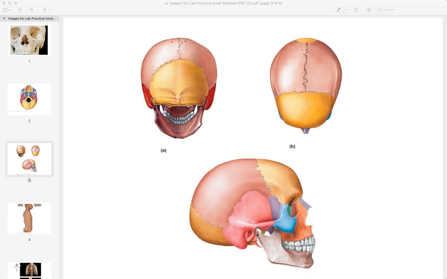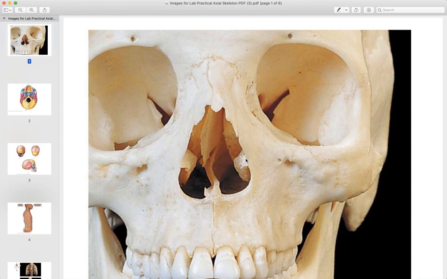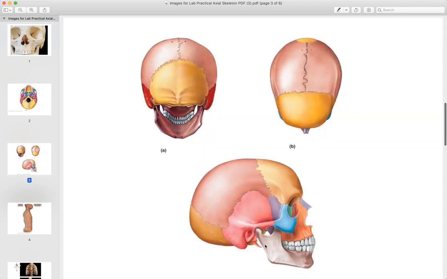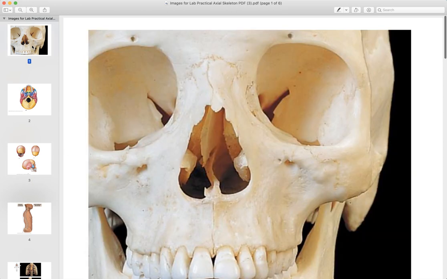Okay, moving on to the facial bones. I'll start on this image. So the first one on the list is the mandible, which is here. That can also be seen here. The next is the maxilla. That is here.